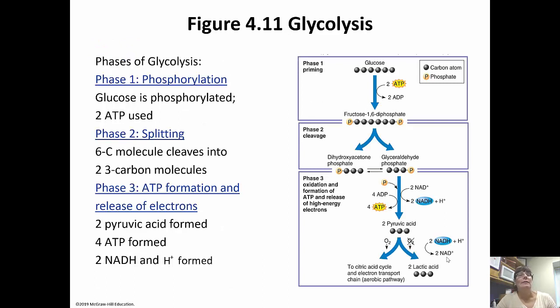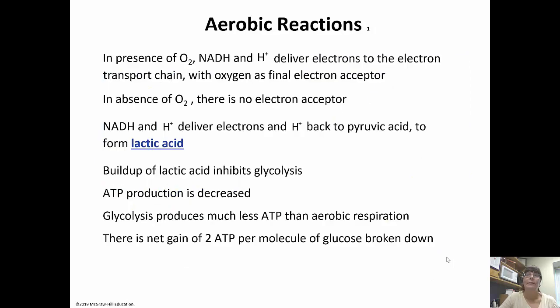So here are the 3 phases in a little more detail. The first is phosphorylation. The glucose is going to be phosphorylated, and 2 ATP are actually used during this. Phase 2 is splitting the 6-carbon molecule into 2 3-carbon molecules. And then phase 3, you're going to have 2 pyruvic acid molecules formed, 4 ATP formed, and 2 NADH formed. Now you say 4 ATP is formed, but remember you used 2 ATP in the first phase. So that's why you have a net gain of 2 ATP.